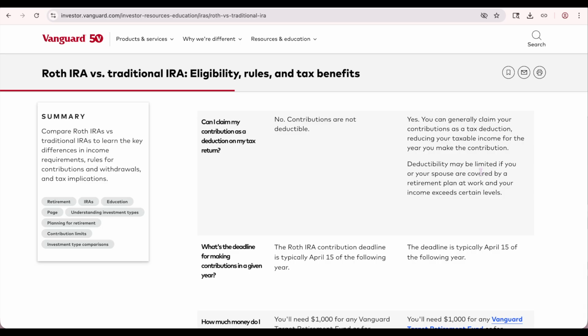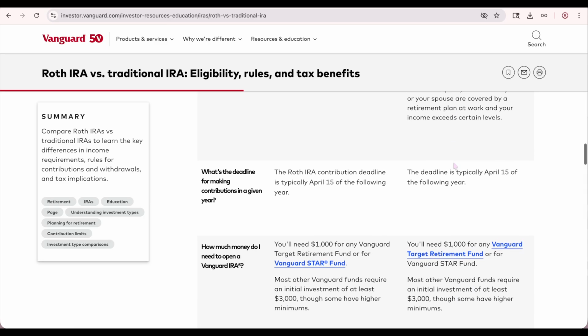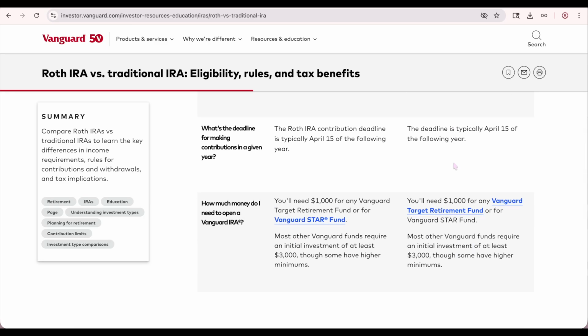And the answer is yes and no. So yes, of course, you can do it with a traditional IRA, but no, contributions are not deductible if you're looking at a Roth IRA. Now, on the traditional side, you can typically use the tax deduction to reduce your taxable income. So this is a pro in a sense, but keep in mind there can be a limitation on the deductibility if your spouse is already covered through a retirement plan. And then scrolling down, it's talking about the deadline, of course, April 15th on both sides, so it's cohesive.